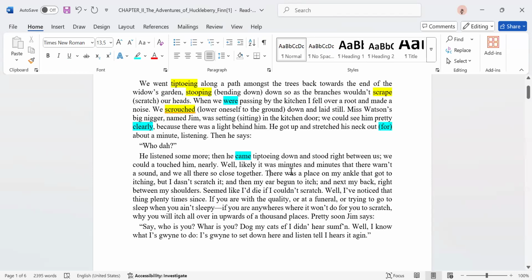It's emphasized. And there weren't a sound. So once again, this is a dialect here. It's supposed to be wasn't a sound. And we are there so close together.